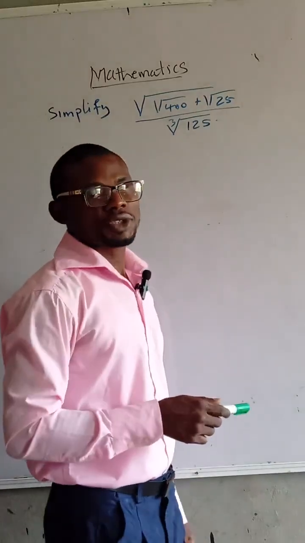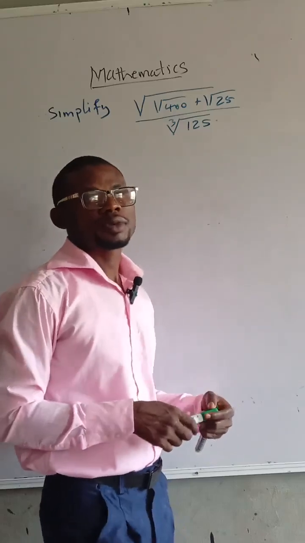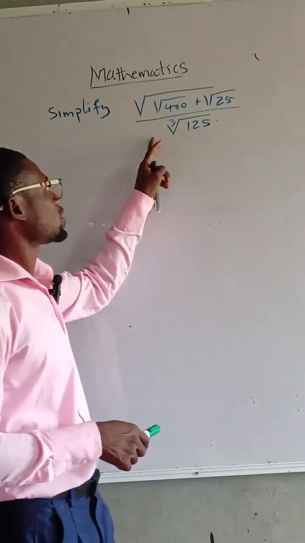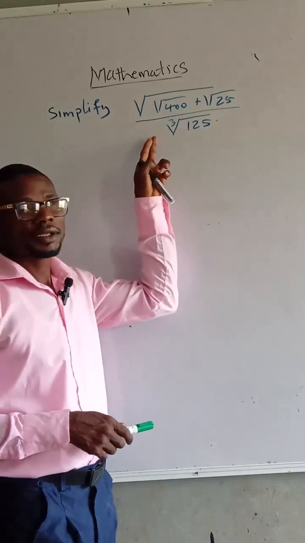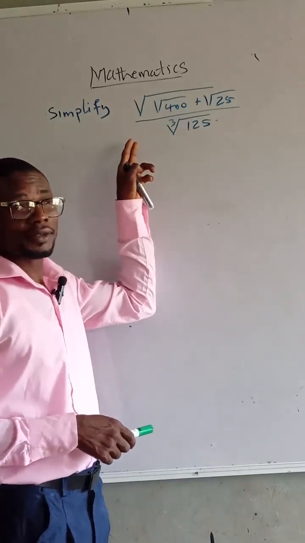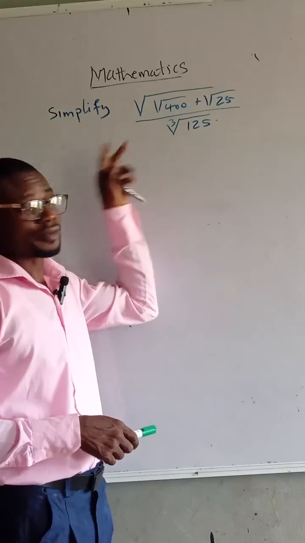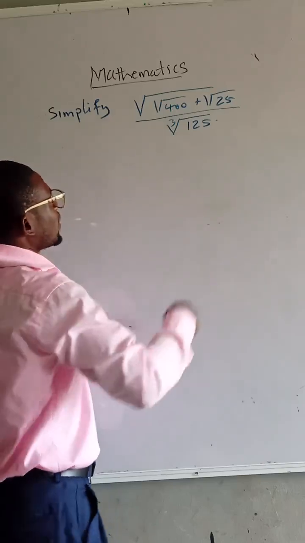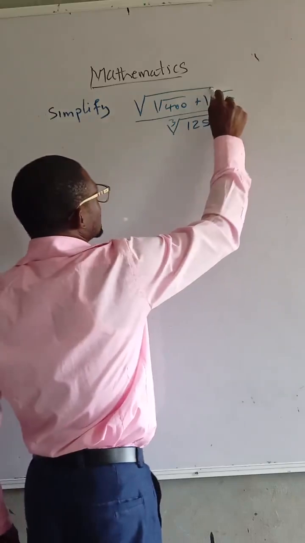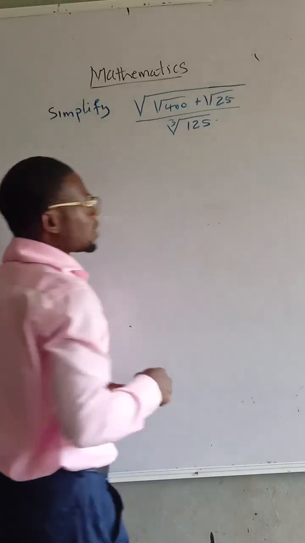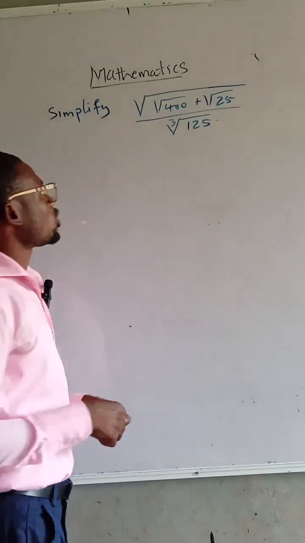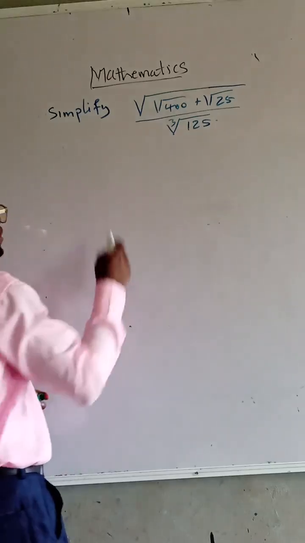Let's take a look at this question. Let me show you how to solve a problem like this. When you see something like this, you don't need to run. It's very simple. Very simple. This cut across this. So what do we do in a case like this?